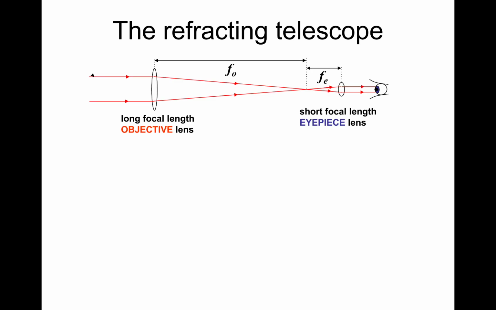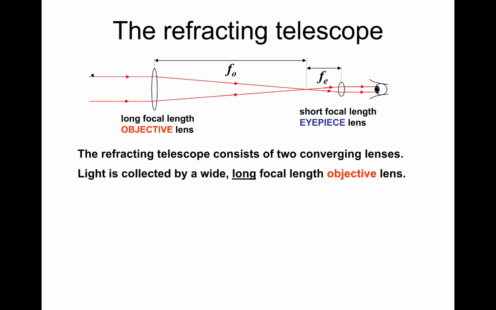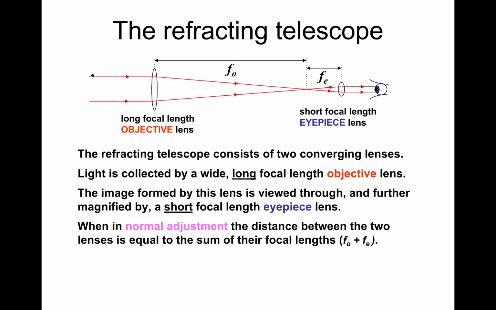So first of all, the refracting telescope. A refracting telescope consists of two converging lenses. Light is collected by a wide, long focal length objective lens, which is f0, the focal length of the objective lens. The image formed by this lens is viewed through and further magnified by a short focal length eyepiece lens, which is fE. When in normal adjustment, the distance between the two lenses, the one on the left and the one on the right, is equal to the sum of their focal lengths, f0 plus fE. Remember to pause at any point if you want to make any notes.